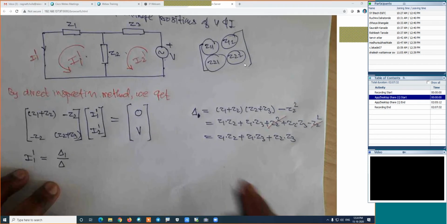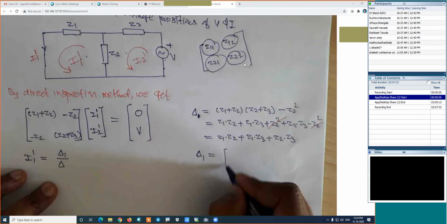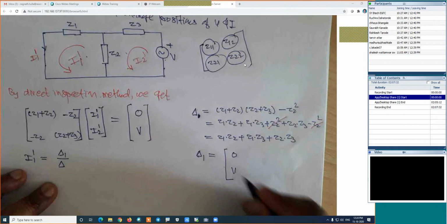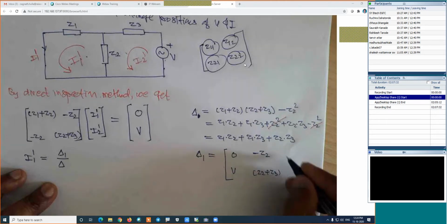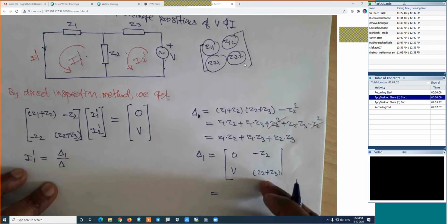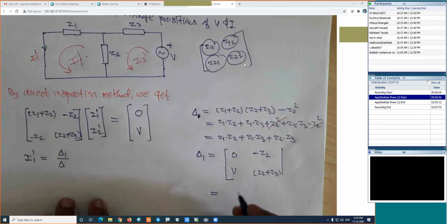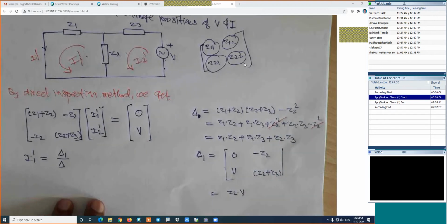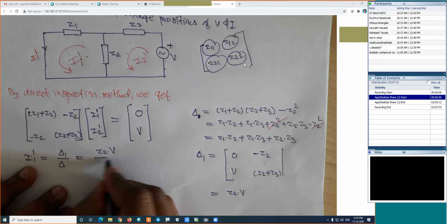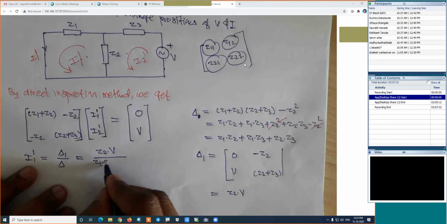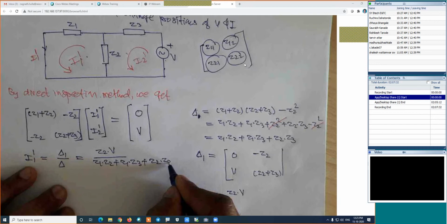Now we are interested in the calculation of delta 1. How is the delta 1? This first column will be replaced by the constant terms. What are the constant terms? 0 and V. And this value will be minus Z2, and this is Z2 plus Z3. Multiplication of these two minus multiplication of this will be 0 minus, and this minus will be plus, means Z2 into V will be delta 1. Therefore, this is Z2 into V divided by Z1 into Z2 plus Z1 into Z3 plus Z2 into Z3.